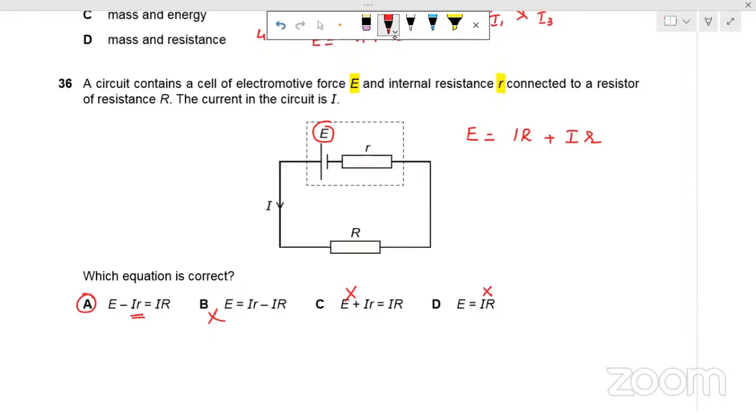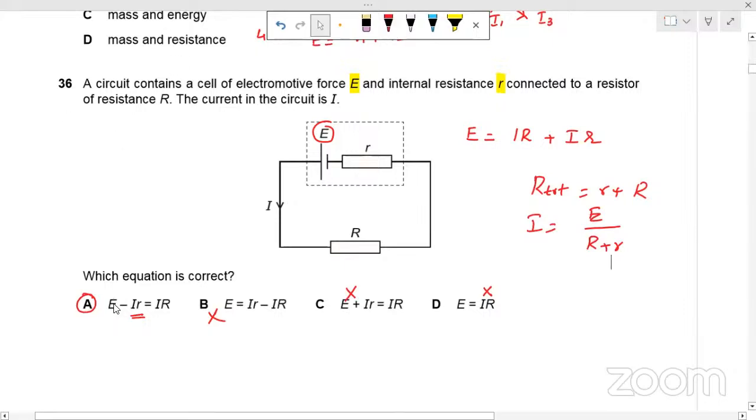In other words, you can think in this way, these two resistors R and r are connected in series. So the total resistance of this circuit is R plus r, and total EMF is this E. So the total current is E divided by R plus r. So if you rearrange this equation, you will get this equation.